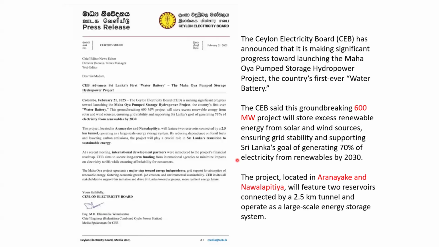There's a pumped hydro storage one. It requires two storage systems. They propose that now, LTL and Aramaic, two reservoirs. There's a high reservoir in Navalapitiya and the lower reservoir in the Aramaic. It can generate up to 600 megawatts of capacity for up to 6 hours. That is a huge amount of energy that can be stored there.